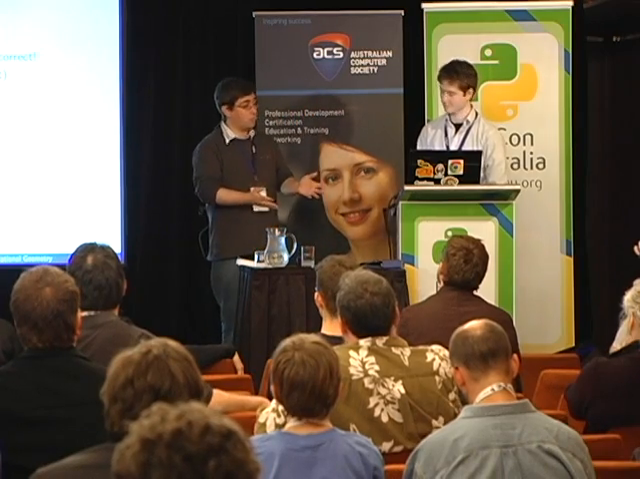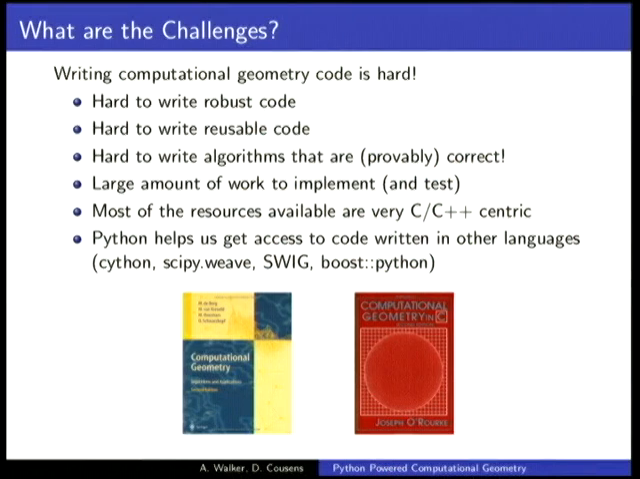So another issue is a lot of the resources that are available are pretty C++ centric. This is a really great book if you're getting started writing your own code. The other book is the O'Rourke book, which is starting to get a bit older, but it's still a great book if you're trying to do that.